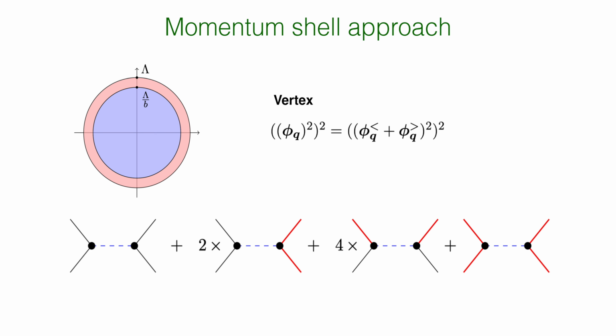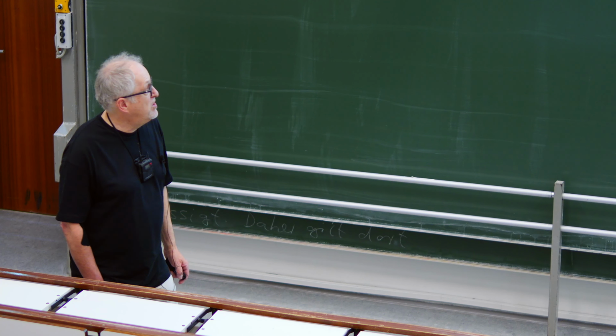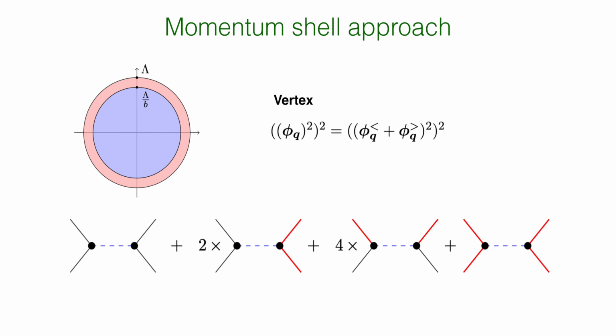So I write this as phi q lesser, that's inside, plus phi q larger, that's the red shell that you have. You square it again, and as you multiply this out, just by very simple binomial formula, you get this vertex to be one which has these terms, where the black lines, as usual, are those inside. The red lines are those on the shell, and by using the binomial formula, you get one term here, two of those kind, where you have two red lines on one side, four of those, and you can do the counting, right?